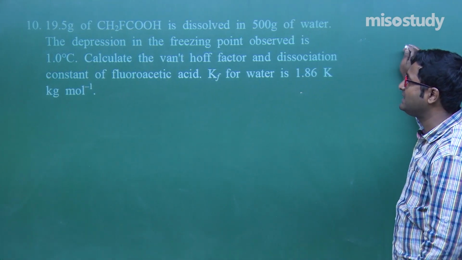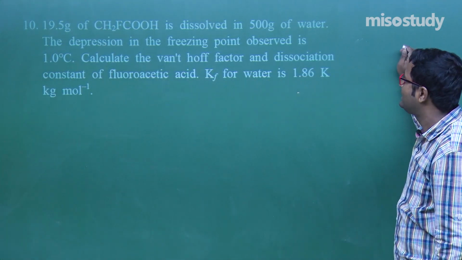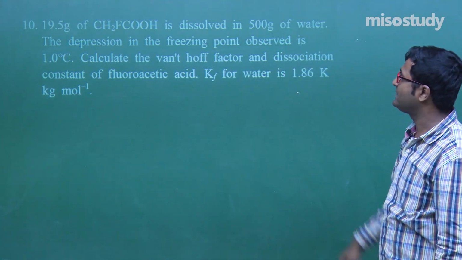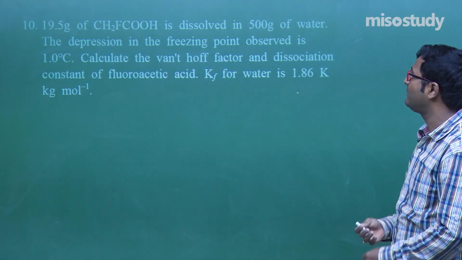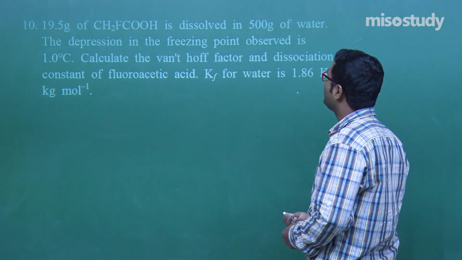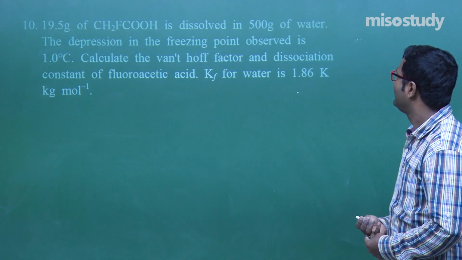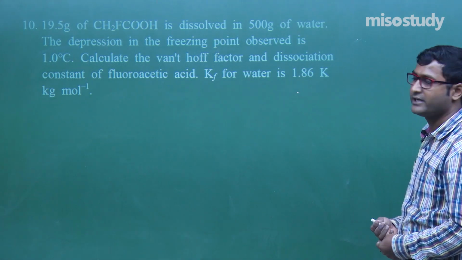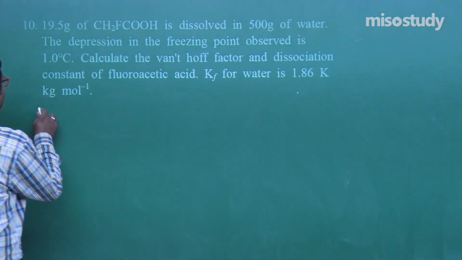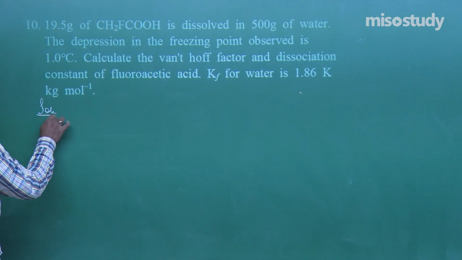19.5 gram of CH2FCOOH is dissolved in 500 gram of water. The depression in freezing point is observed, 1 degree Celsius. That is, calculate the Van 't Hoff factor and the dissociation constant, my friend. What is given here? Calculate the Van 't Hoff factor and the dissociation constant.